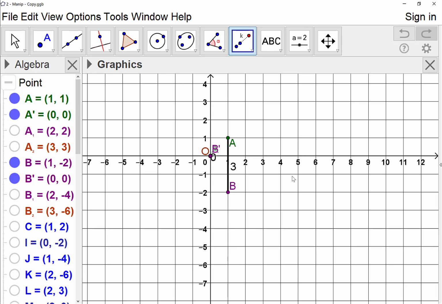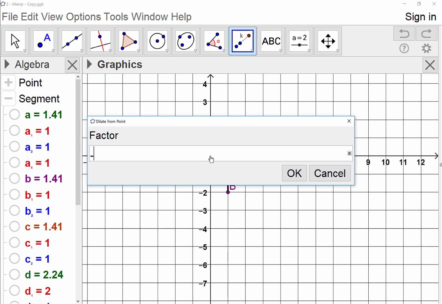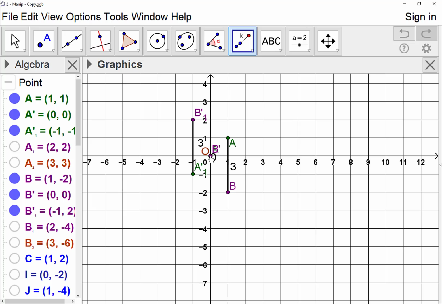If you want to keep it the same length, what should you dilate by? 1. You should dilate by 1. If you want to keep this the same, dilate by 1. I'm going to dilate by -1 just to show you that I can change its location, but the size will stay the same. It's still 3, because multiplying by 1 keeps everything the same. I think that's pretty clear, right?